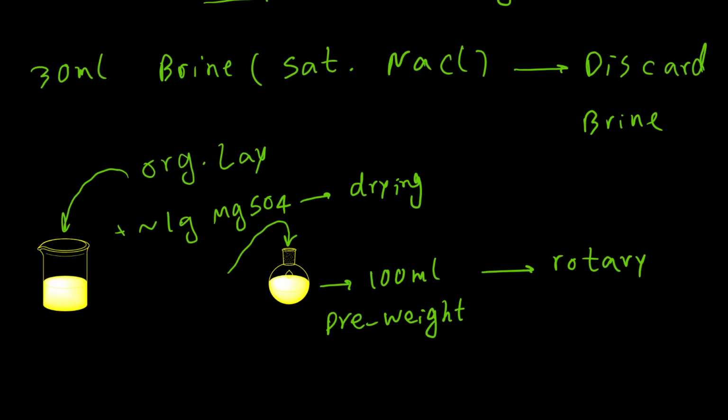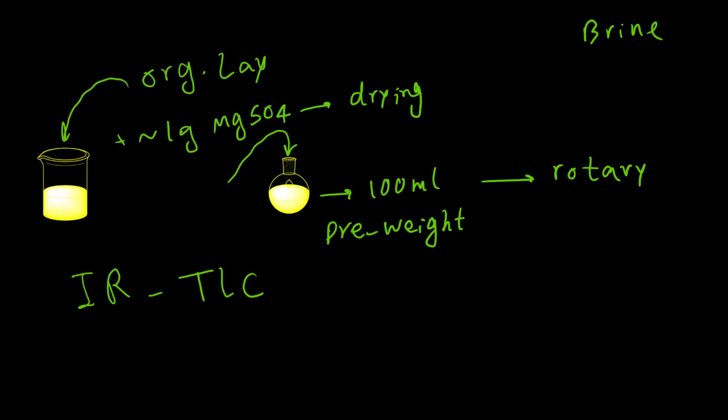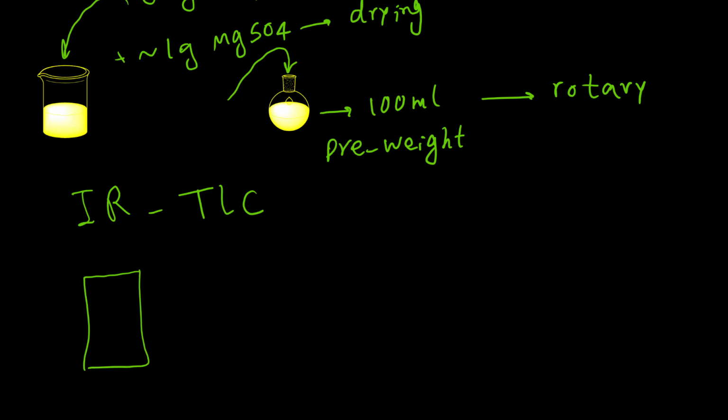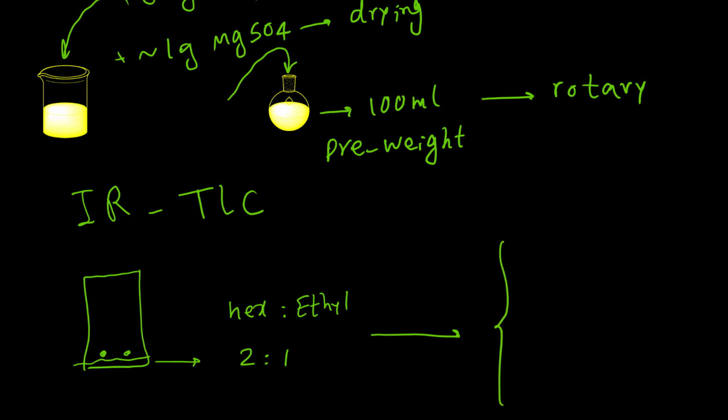After collecting the product, we are going to analyze our product by IR and TLC. For performing the TLC, we should have 1 spot from the reactant and 1 spot from the product. The solvent we are going to use is a mixture of hexane and ethyl acetate, 2:1, 2 hexane and 1 ethyl acetate. After taking the TLC, we should be able to answer: do we have product or not? Is it pure? Which one is more polar? We should be able to answer these questions based on the TLC.